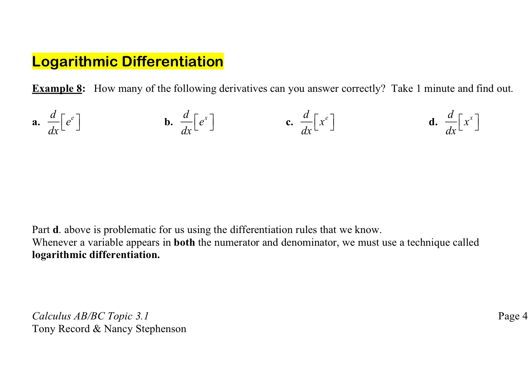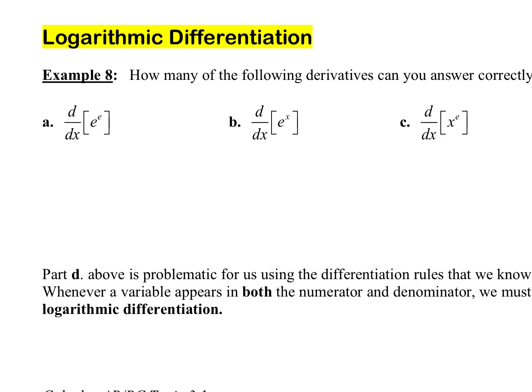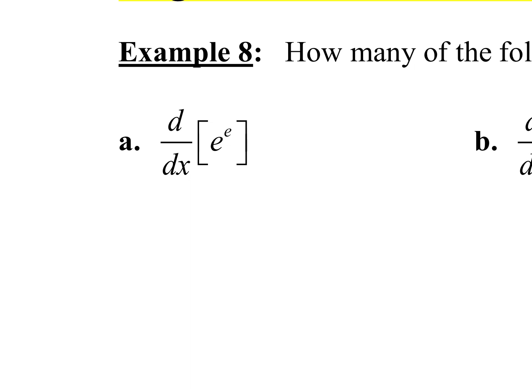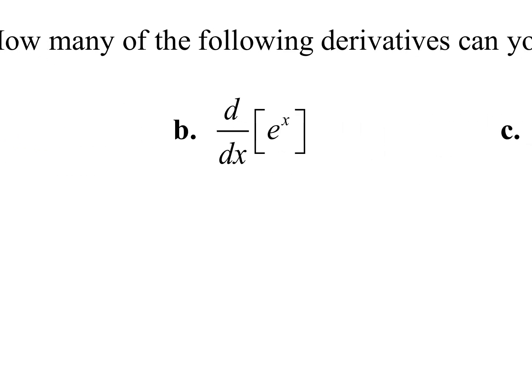Try them out. All right, so if we are looking at these, letter A, the derivative of e to the e, well, e is just a number. So if I take the derivative of a number to a number, the derivative of a number is 0. Okay? This is my favorite derivative because it stays the same. The derivative of e to the x is just e to the x.